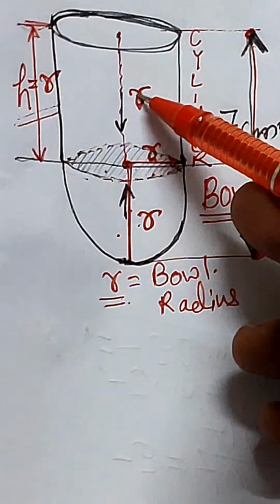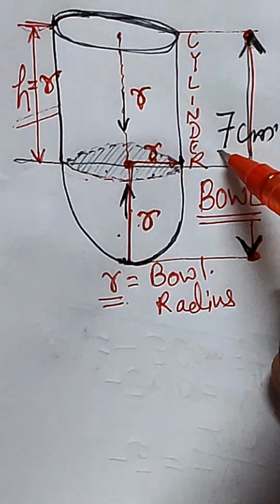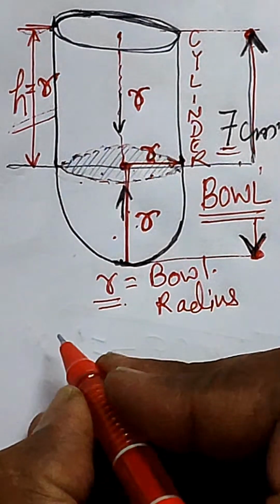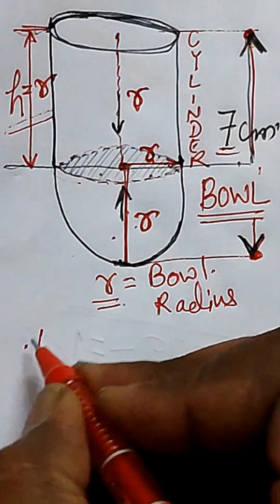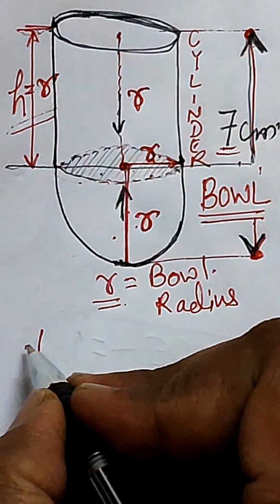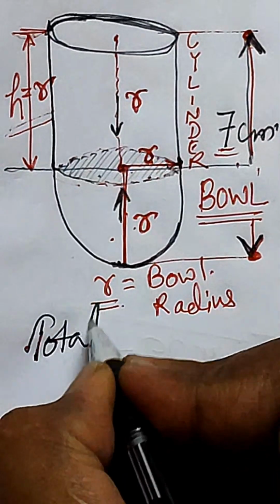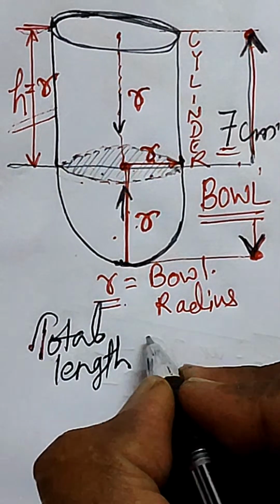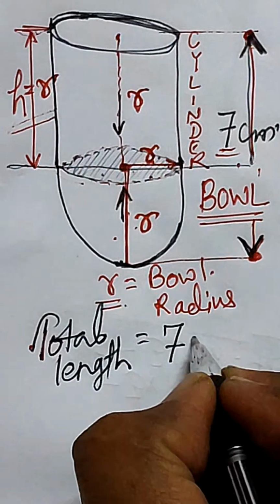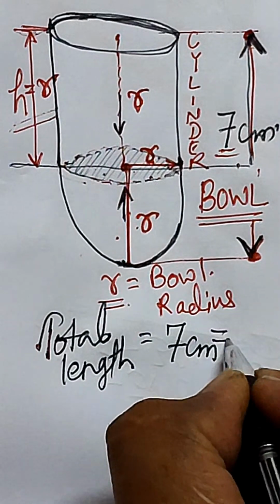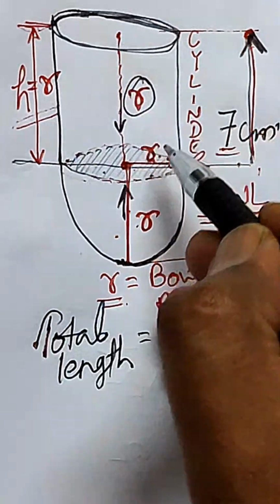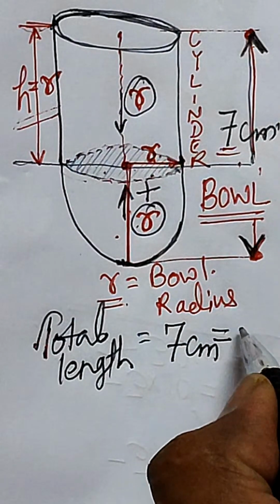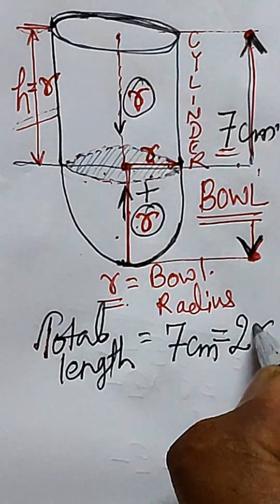So can't we say that r plus r will be equal to 7? The total length of the shape is given to you as 7 centimeter, which is equal to this r plus this r. So we can write this is equal to 2 times r, isn't it?